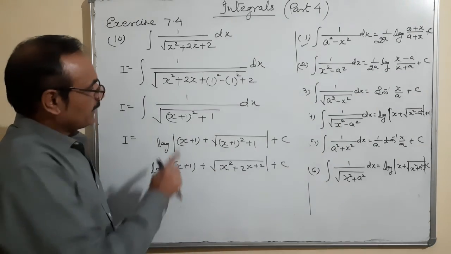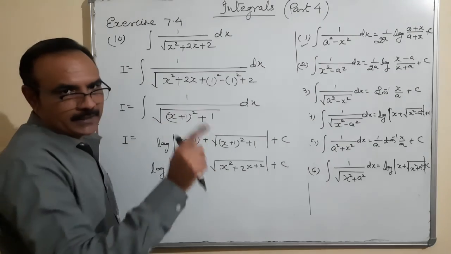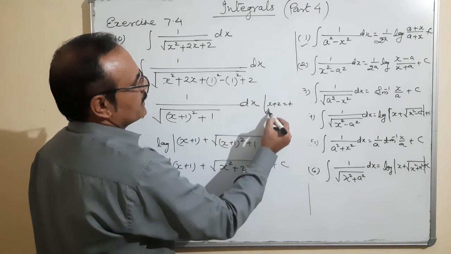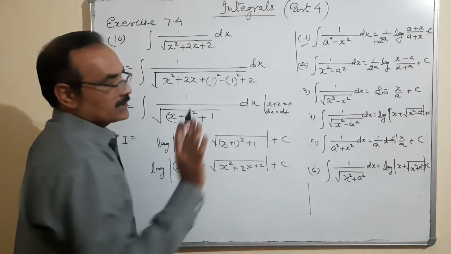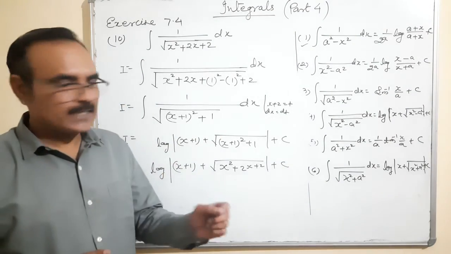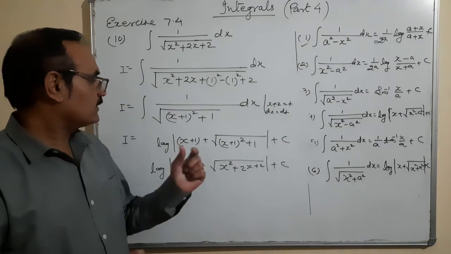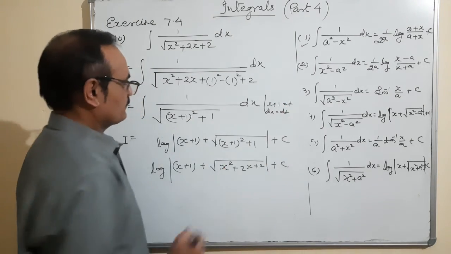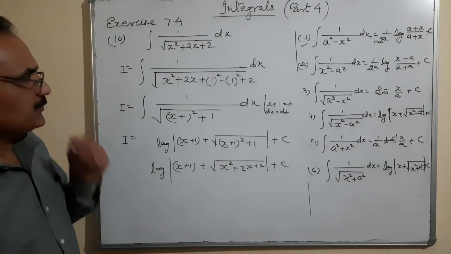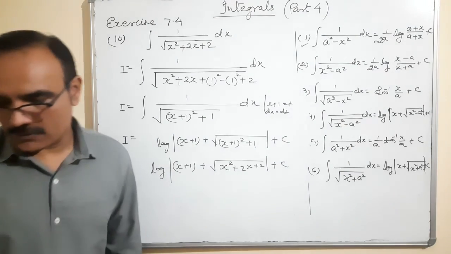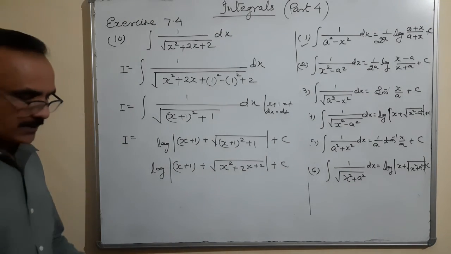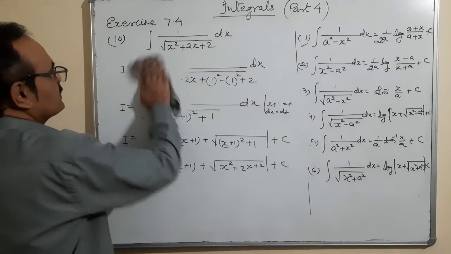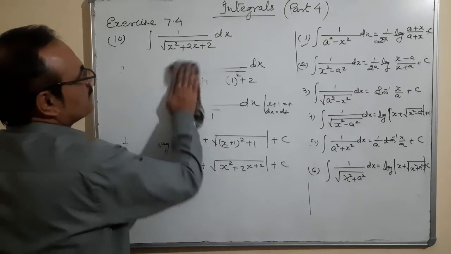Are you confused? x plus 1 is equal to t, dx is equal to dt. So there is no effect on it. Where there is an x, we can use x plus 1 directly. So this x plus 1 I have used directly. That is a question in which you use completing the square and make the term under root x square plus a square.